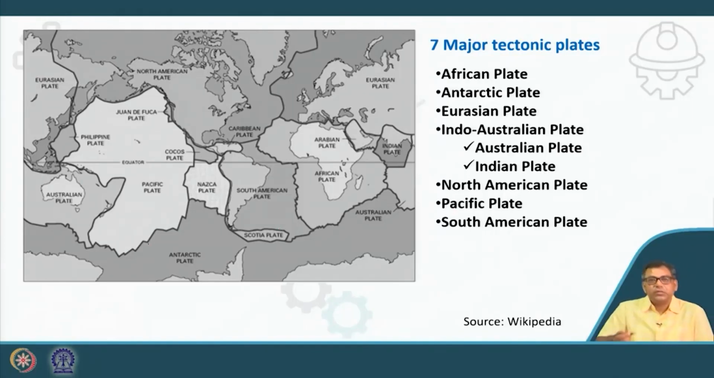In addition to that, there are a number of minor plates. You can see a few of them shown in this picture. This is your Arabian plate, this is your Filipino plate, and this is your Caucasus plate. So some minor plates are also shown in this figure. There are 7 major plates and 14 minor plates, and I have already explained how they are defined by their size. Okay, so in this way I am finishing today's lecture.